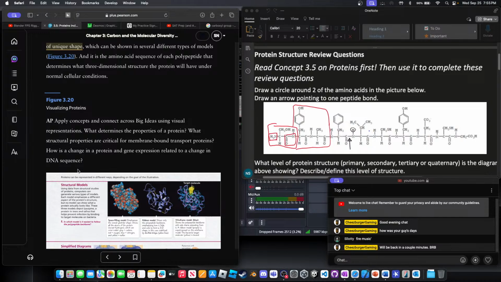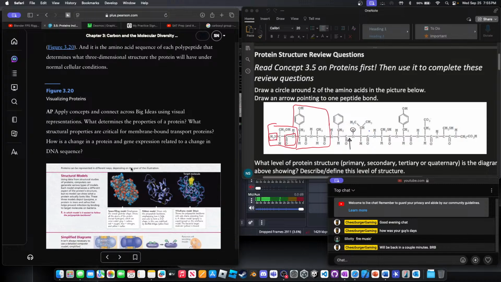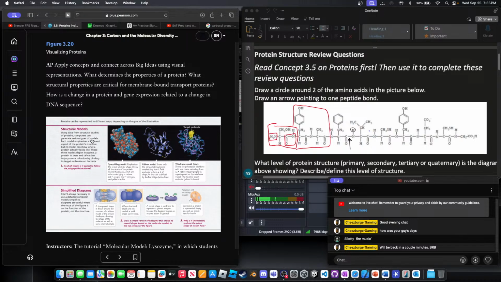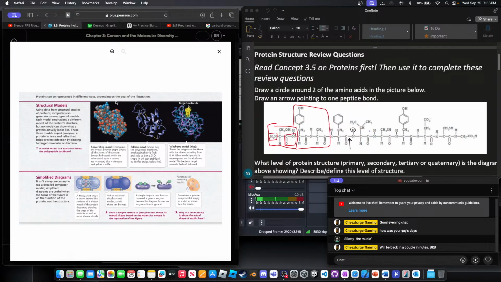Okay, so AP: apply concepts and connect across big ideas using visual representations. What determines the properties of a protein? What structural properties are critical for membrane-bound transport proteins? How is a change in a protein and gene expression related to a change in DNA sequence? Let's take a look at this photo here.